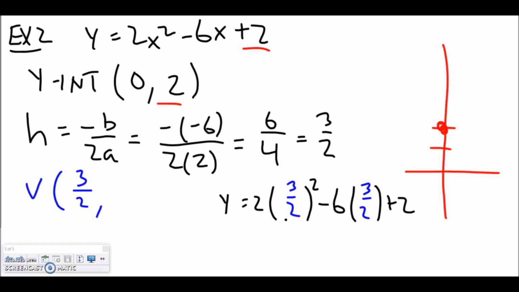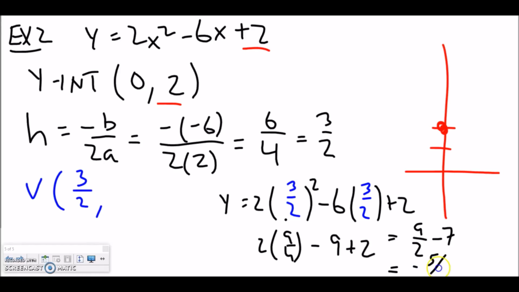3/2 squared is 9/4. 3/2 times 6 is just 9. Plus 2 times 9/4 is 9/2 minus 7. And that's like -5 over 2, because 7 is like 14/2, and 9 minus 14 is -5/2.